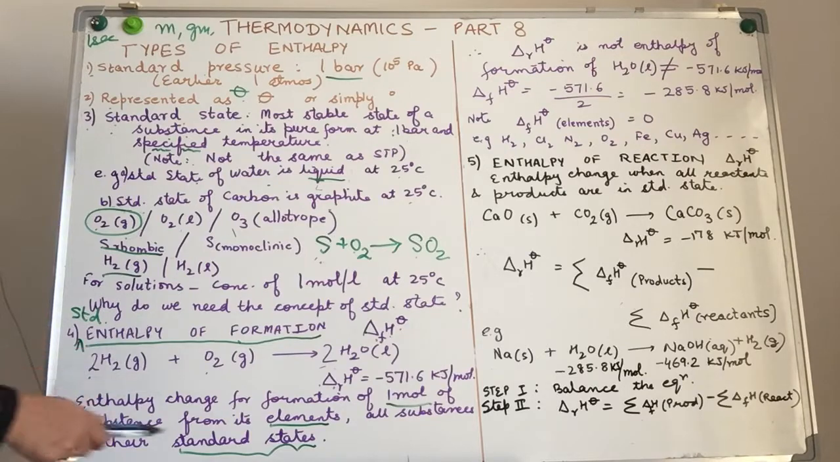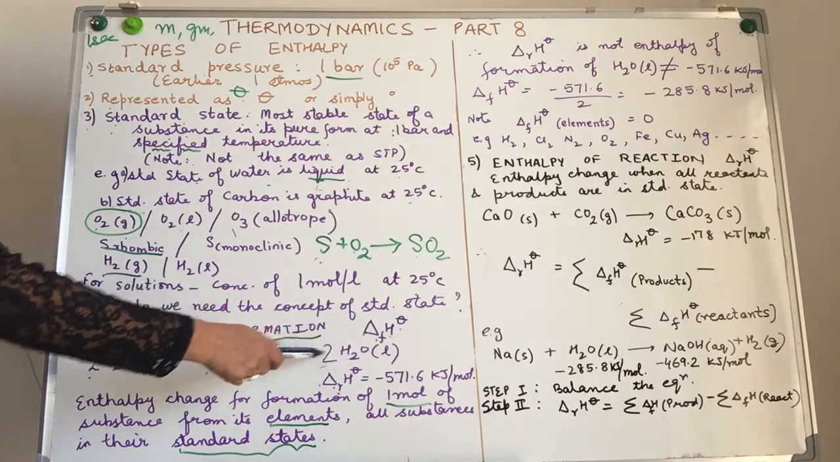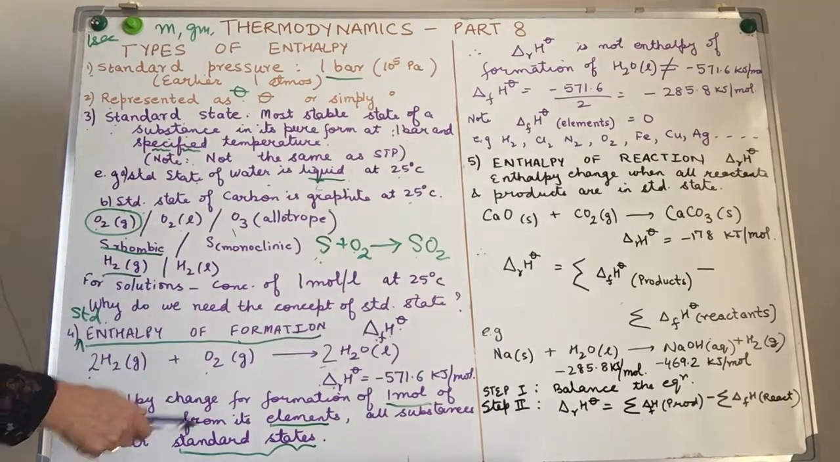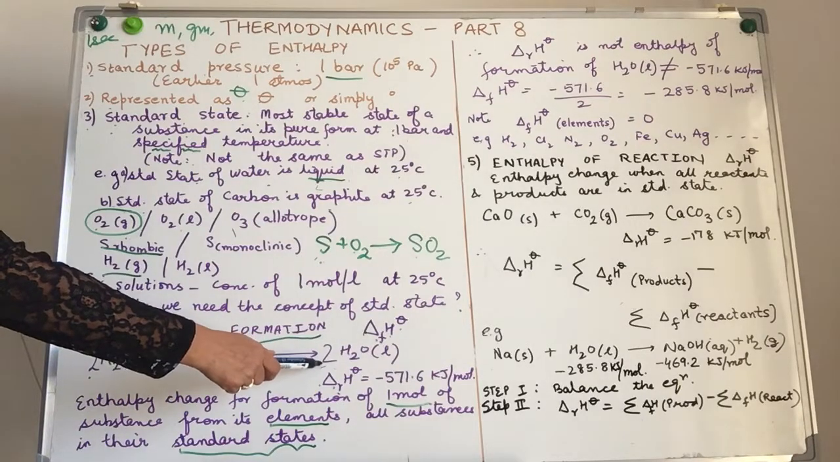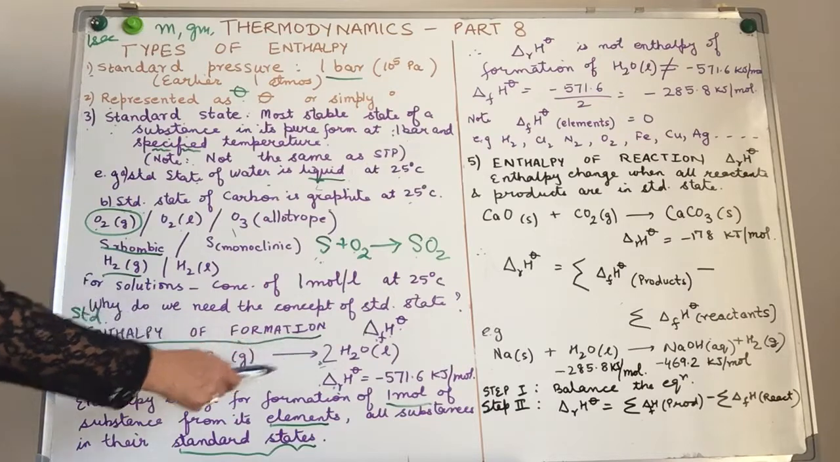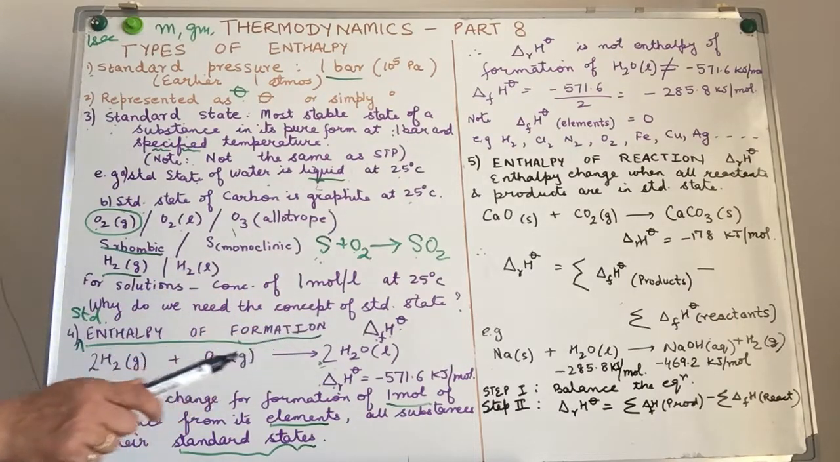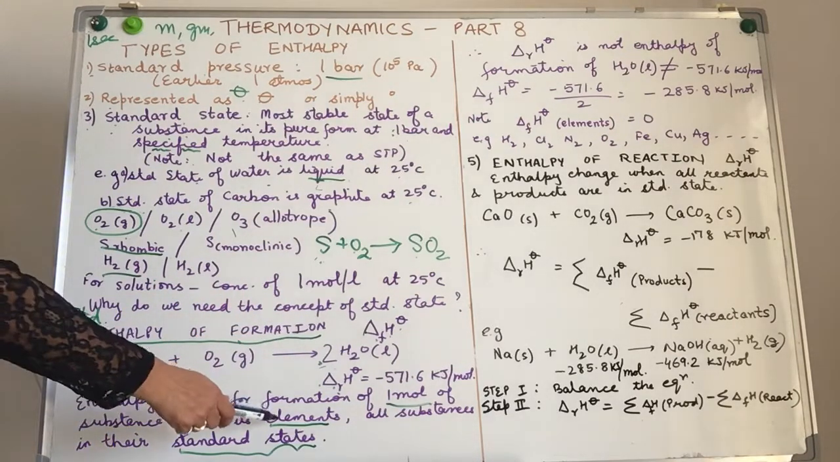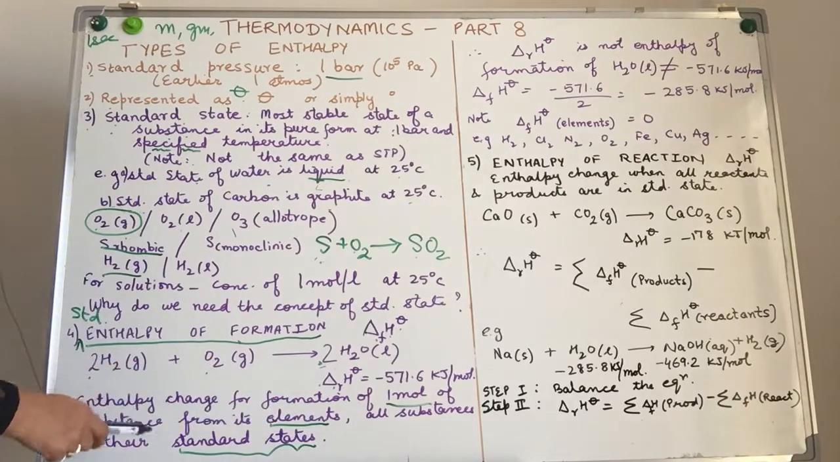First, let us check. Are we forming 1 mole of the substance here? Are we forming 1 mole of the product over here, which is water? No. We are forming 2 moles. So this is completely out. Are we having the substances in their elemental form? Yes. Hydrogen and oxygen are the elements from which water is formed.